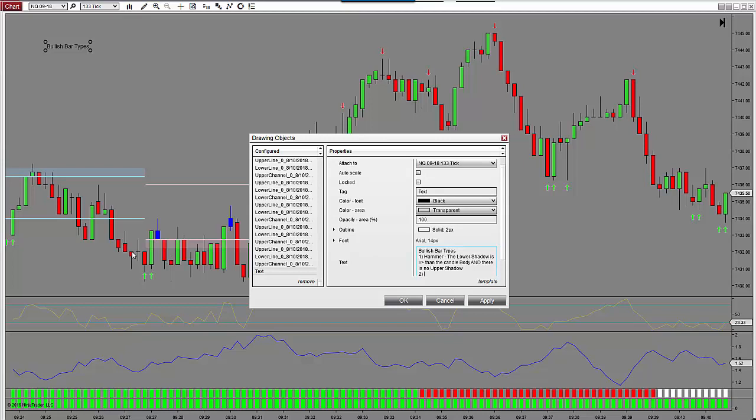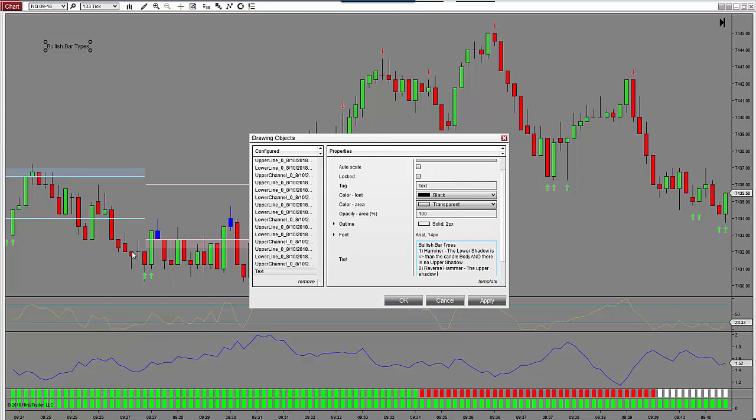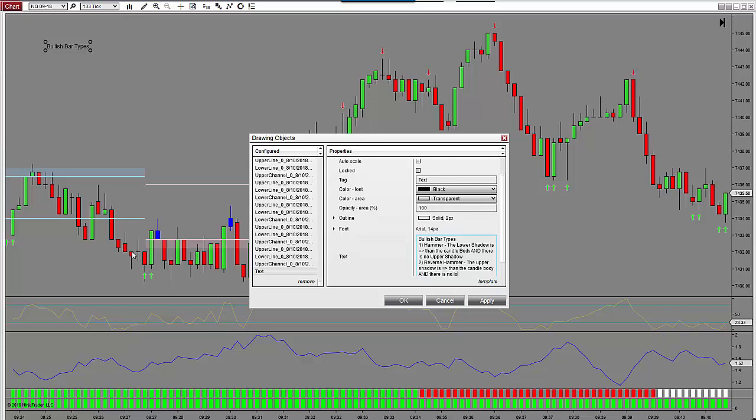Type number 2, a reverse hammer. It's just the opposite of a hammer, gang. The upper shadow is equal to or greater than the candle body, and there is no lower shadow. Right here. Okay? So this is a reverse hammer.